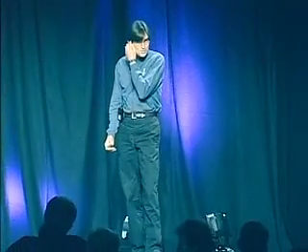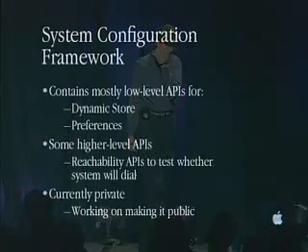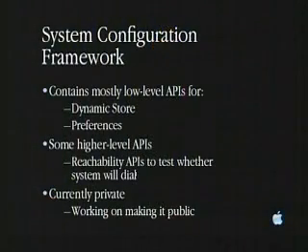So what do we have in terms of API today? Well, what we have is a System Configuration framework. It contains mostly low-level APIs to access the dynamic store and the preferences. We have some higher-level APIs. We have reachability APIs that parallel the OT will dial APIs that I'm sure some of you are familiar with. As I mentioned when I started out, all of these APIs are currently private. And we are working very hard to make some APIs public.